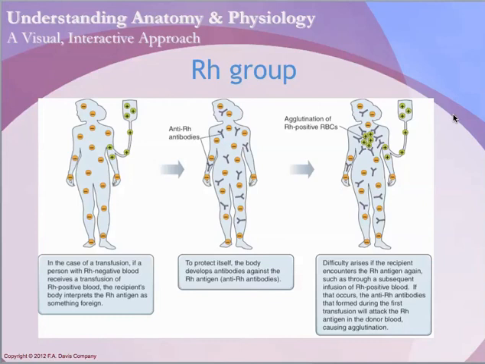Okay, so there's a couple of ways in which this happens. The body naturally does this to kind of protect itself. So you can see here in this diagram that usually the first time they're exposed, it's not a big deal. But then the second time they're exposed, it is a big deal because then they have these antibodies that attack that RH antigen.